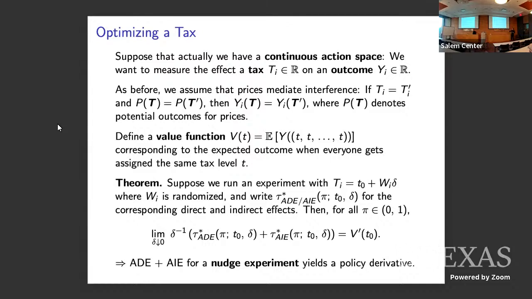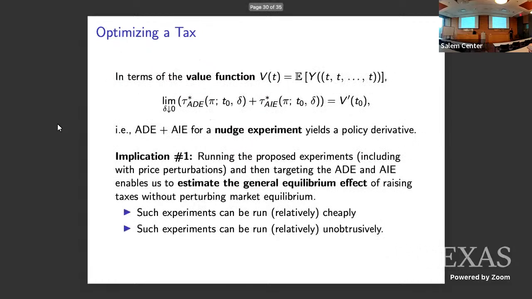The theorem is that in this experiment, in the high-low experiment, as you take delta to 0, and we normalize by delta, the sum of the average direct and indirect effect converges to dV/dt. So if you have a small high-low experiment, you estimate the average direct and indirect effect of the high-low experiment, then it gives you the derivative of welfare with respect to tax rate. Now this is the thing, there are a lot of papers in economics where people care about this kind of thing. So what are the implications?